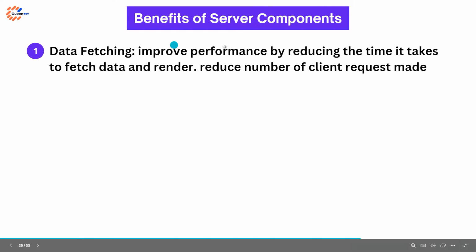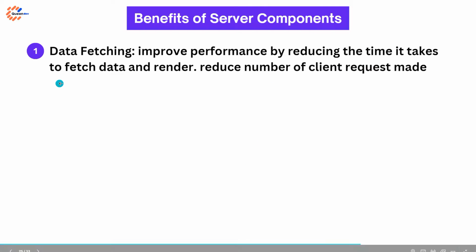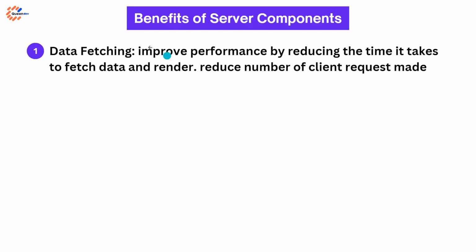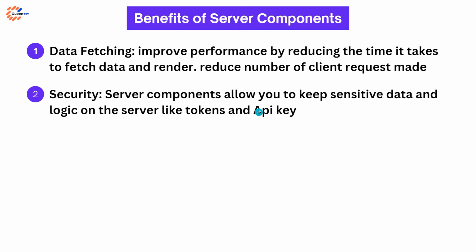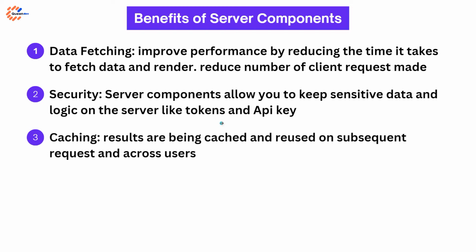You have data fetching. It improves performance by reducing the time it takes to fetch data and render, and therefore it reduces the number of client requests. We talked about this during the data fetching illustration. When you fetch your data in server components, it reduces the time it takes for the request to be made. The next is security. Server components allow you to keep sensitive data and logic on the server, like your tokens and your API keys. And also caching. Results are cached and used on subsequent requests across users.